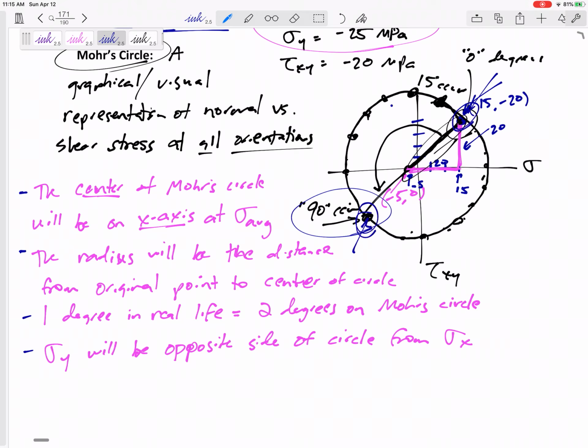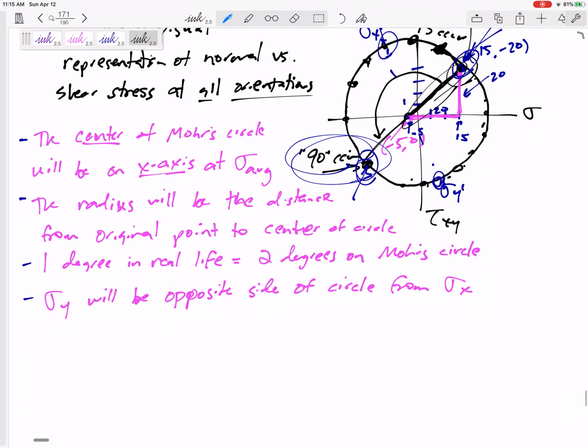If I've rotated it some and I've calculated here's my new sigma x prime, then my new sigma y prime would be on the other side of the circle. Which makes sense because my x face and my y face are 90 degrees apart. So they're 180 degrees apart on Mohr Circle. So there's some things about Mohr Circle right there.